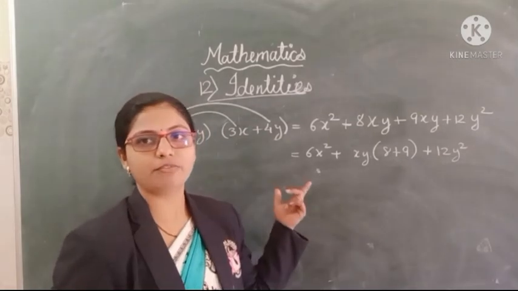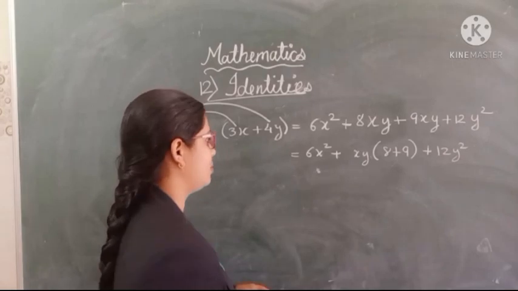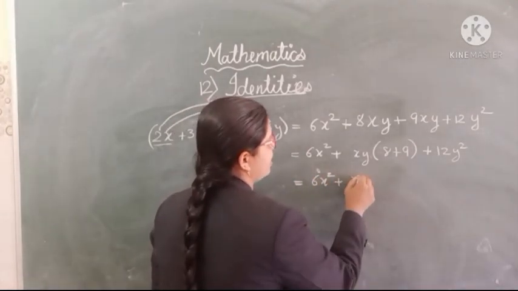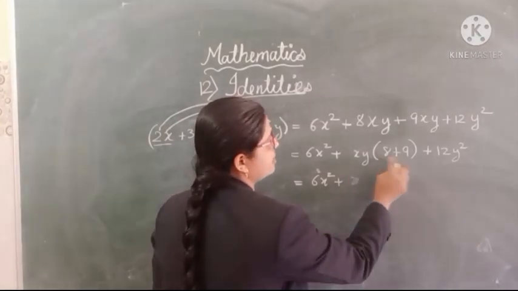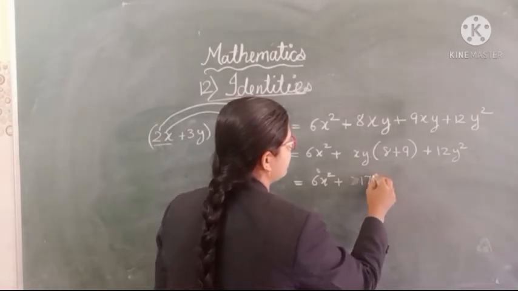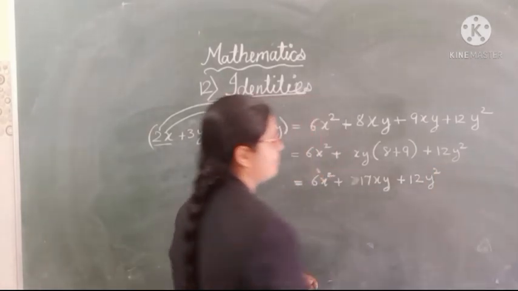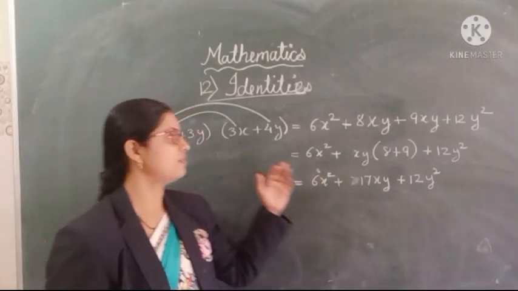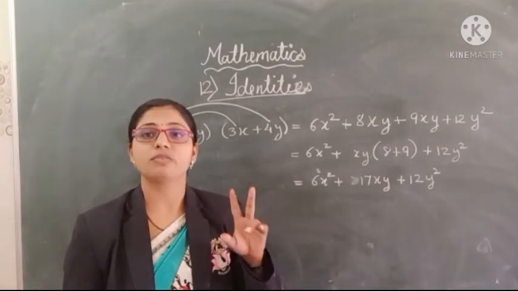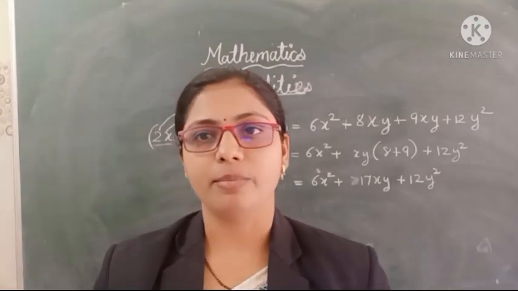As we have seen in the first identity, yes, same way here also. So 6x square plus xy will remain as it is. Then 8 plus 9 will be how much? It will be 17xy plus 12y square. So this is the answer. In such a way you can find out the answers of the products of two binomials. Okay. So let us see now again some more examples.